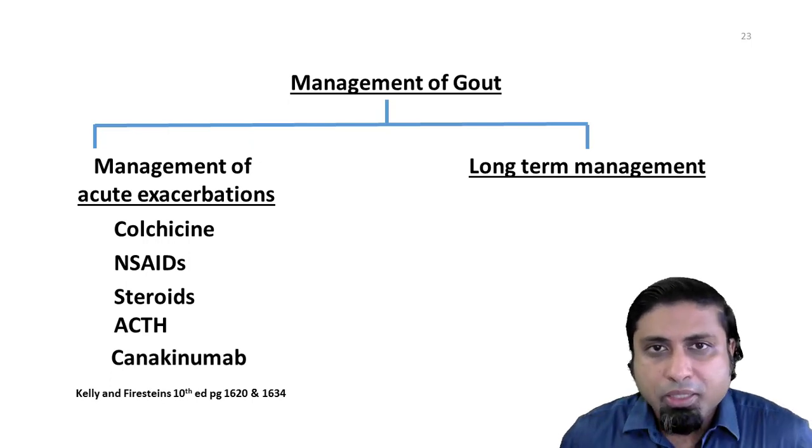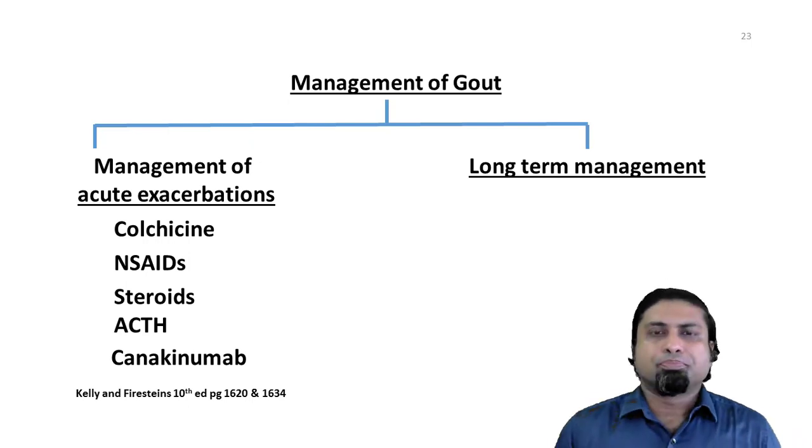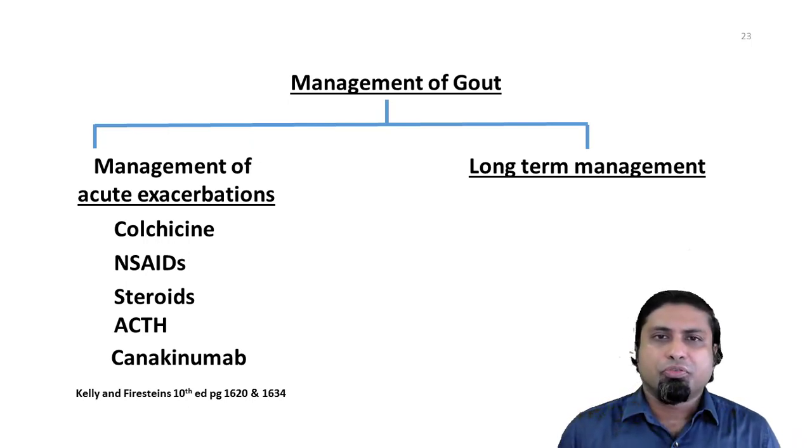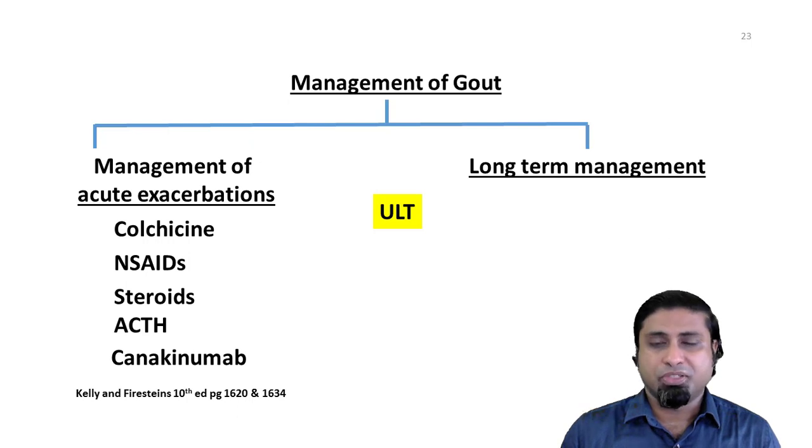Now, the long-term management of gout involves the administration of urate-lowering therapy. To prevent the progression of acute gout to chronic tophaceous gout, we need to keep the uric acid levels within normal limits. If this can be achieved non-pharmacologically, that's great. But if that fails, then we need to add drugs which lower plasma uric acid. And this strategy is what we call urate-lowering therapy.